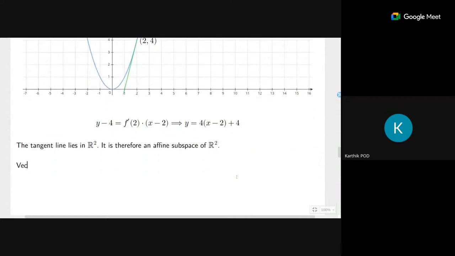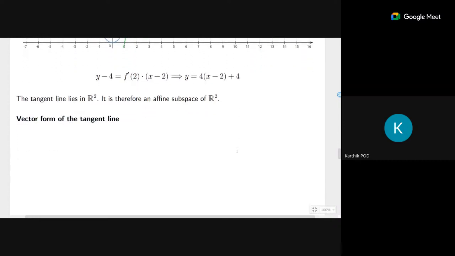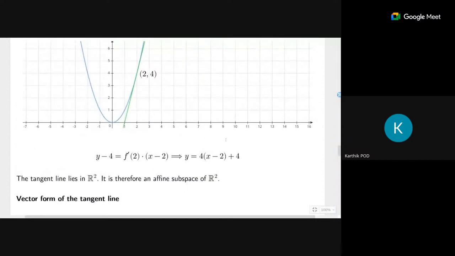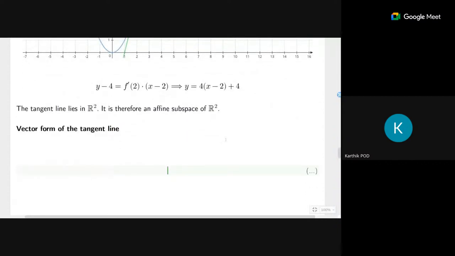Okay, this is the vector form of the tangent line. This is important because it will help us go to the vector form for a multivariable function. So look at this. The point is 2, 4. So 2, 4 is anyway going to be there on the tangent line.